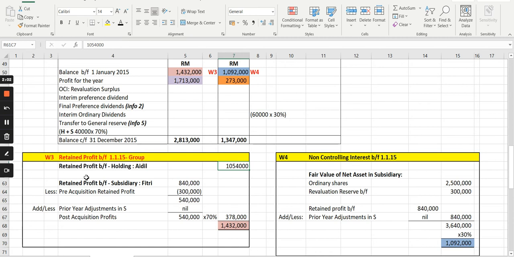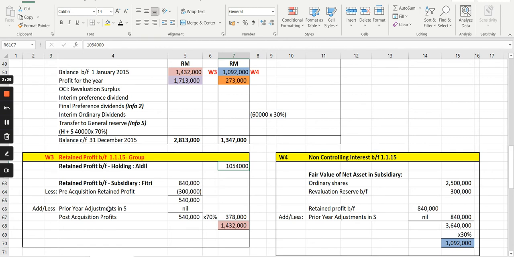For example, if there are any impairment loss of goodwill that took place, let's say somewhere in 2014, because our acquisition date is 1st of January 2014. Let's say there was an impairment that has been already debited to the retained profit of the parent in 2014, you need to include the adjustment here, but here none, you don't have to.